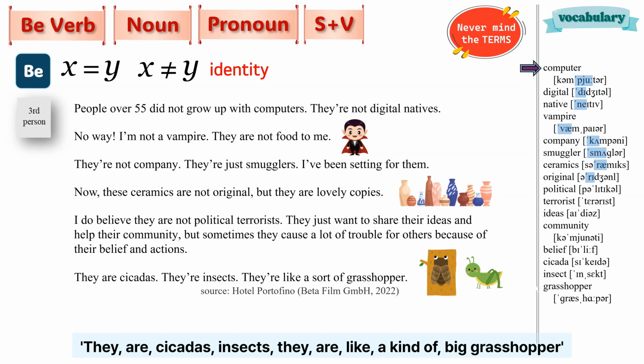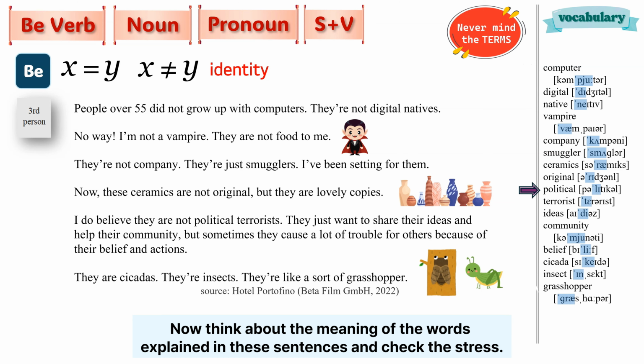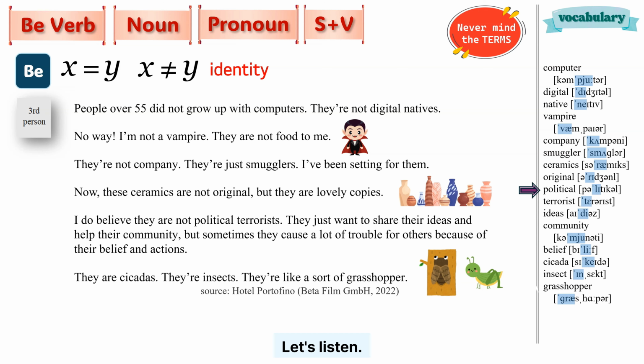They are cicadas, insects. They are like a kind of big grasshopper. This is a line from a movie. Now think about the meaning of the words explained in these sentences and check the stress. Let's listen. I do believe they are not political terrorists. They just want to share their ideas and help their community, but sometimes they cause a lot of trouble for others because of their belief and actions. They are cicadas. They're insects. They're like a sort of grasshopper.